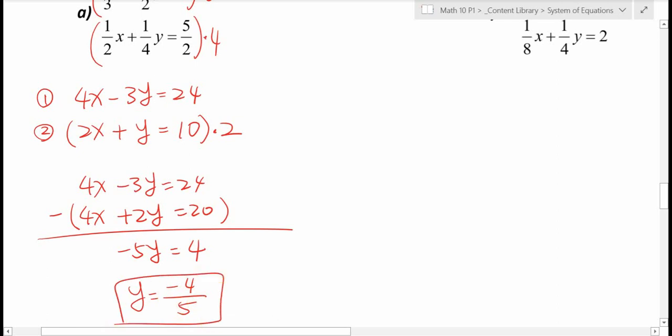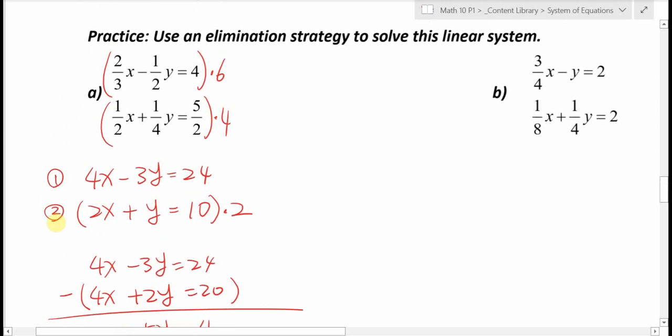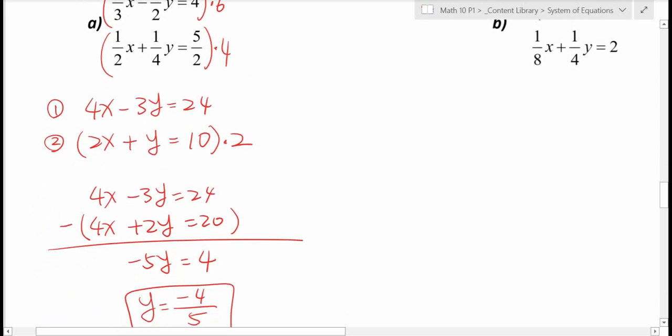To solve for x, you could put this y value into either of the original equations or these two right here. Okay, because again, these would be a little bit easier to deal with because there are no fractions. Well, at least for now. I mean, our answer is a fraction, so we're going to end up with a fraction eventually. But at least it's a little bit less. I'm going to put it into here. So 2x plus the y value, which is negative 4 over 5, is equal to 10.